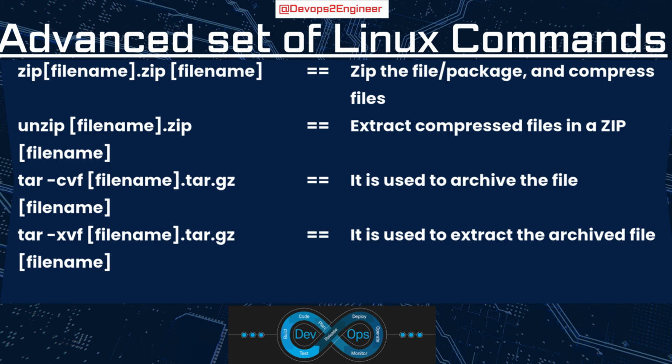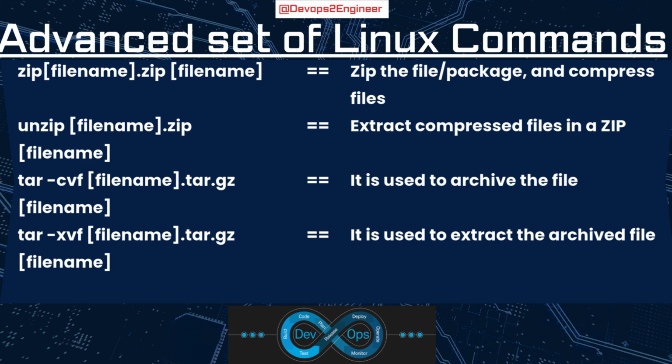tar -cvf filename.tar.gz filename is used to archive the file. tar -xvf filename.tar.gz is used to extract the archive file.